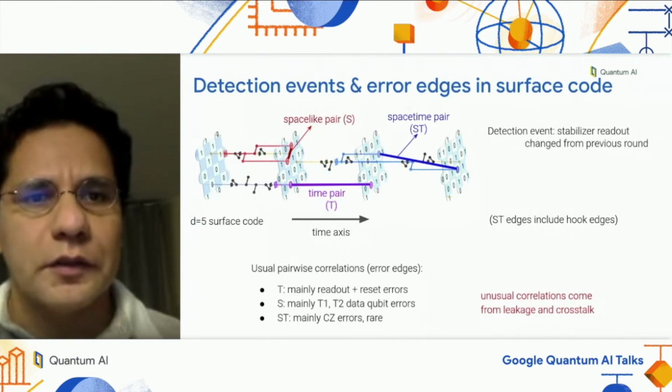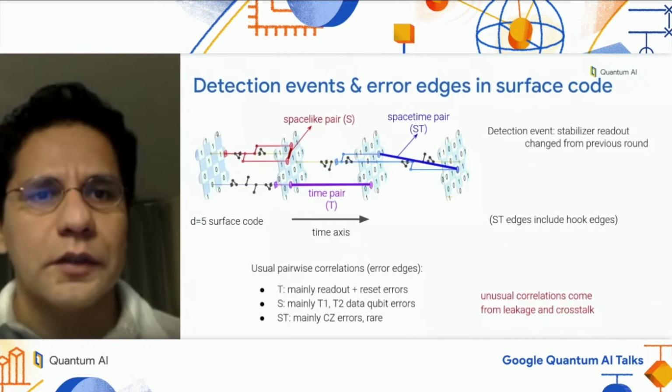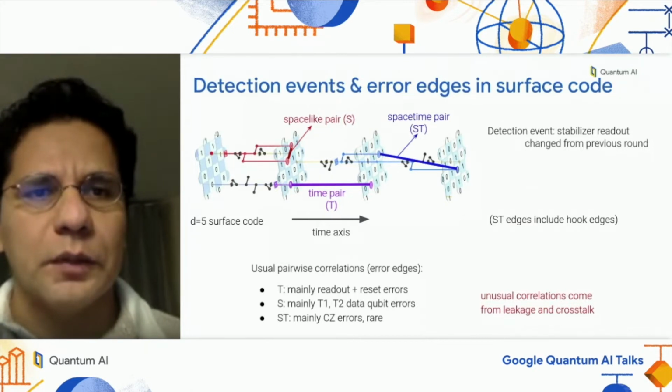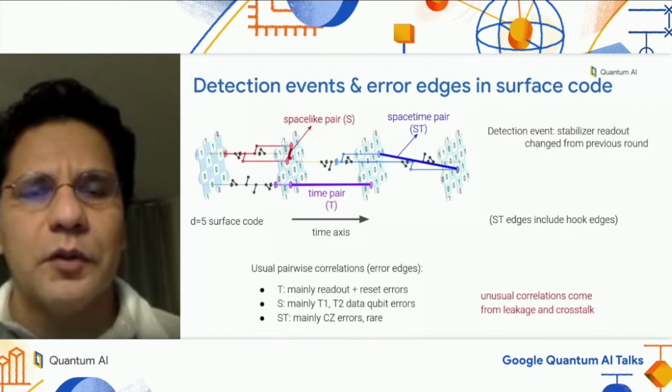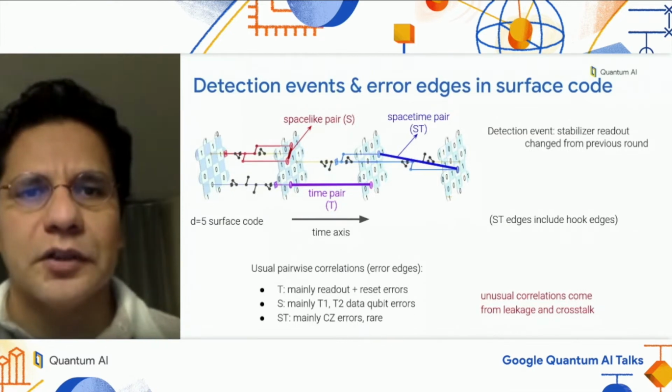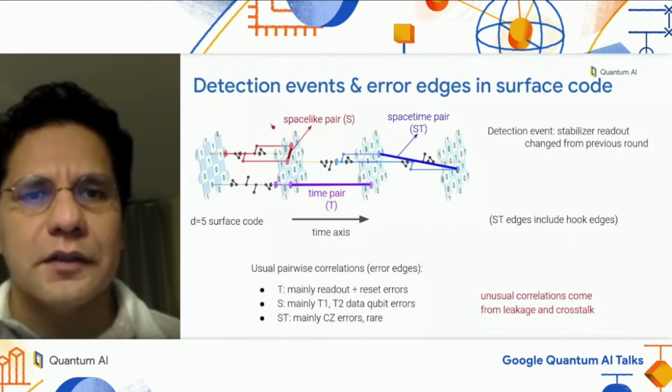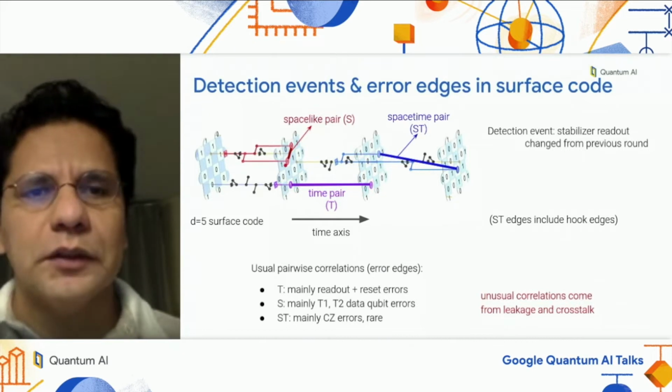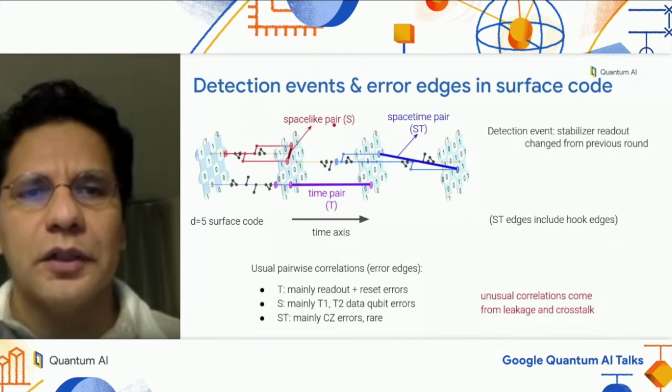During the operation of the distance-wise surface code, we have errors. For example, a phase flip error in this data qubit will flip the measurement outcomes for these two neighboring stabilizers from 1,1 to 0,0. And this flip of the stabilizer readout will be detected as error detection events. In this case, this pair of error detection events happened at the same round, and they define what we call a space-like pair or edge.